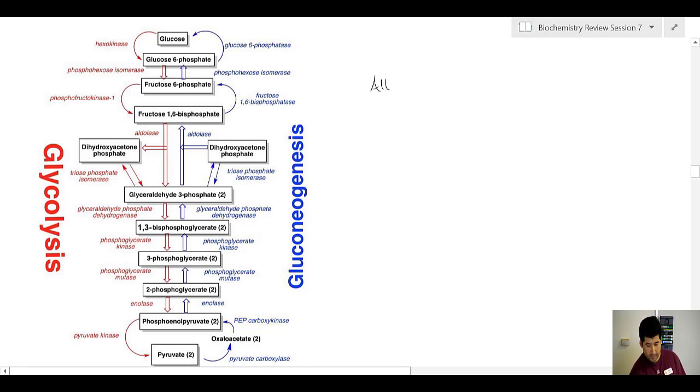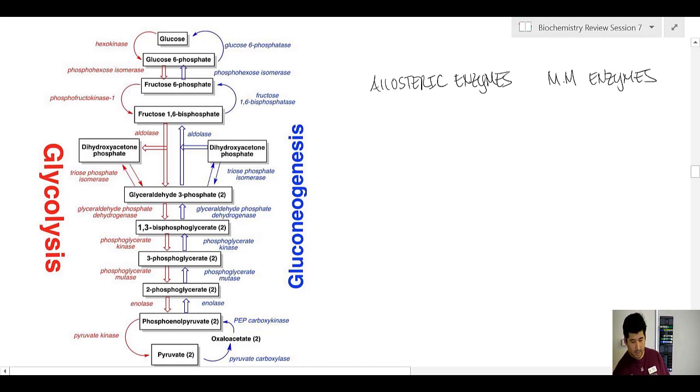Okay. So there's 2 main types of enzymes that we've discussed, but we haven't gone fully in depth. We've discussed allosteric enzymes. And what's the other type of enzyme that you guys already discussed many times? Michaelis-Menten enzymes. All right, so your allosteric enzymes are going to be mostly your regulatory enzymes. What are the regulatory enzymes in glycolysis? You don't have to know their names, you can just tell me the numbers.